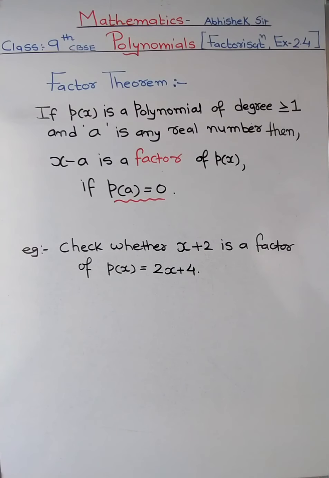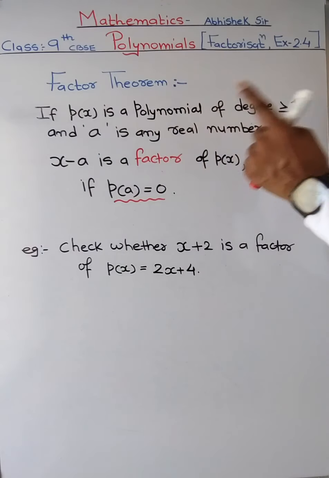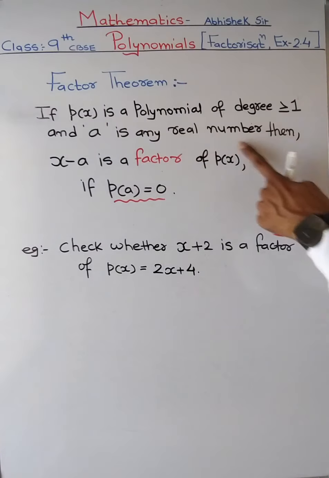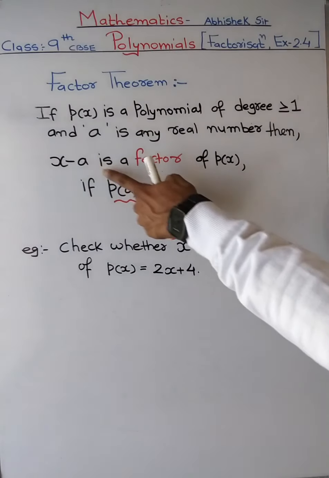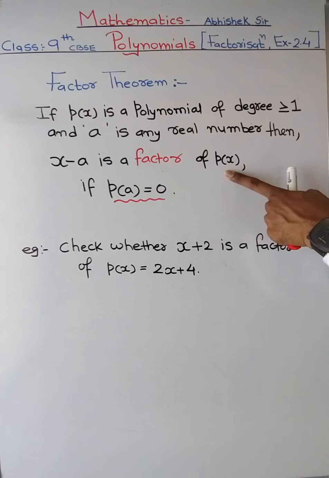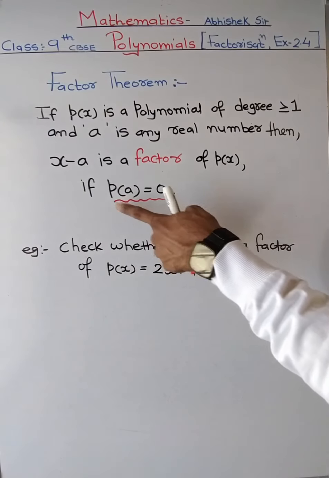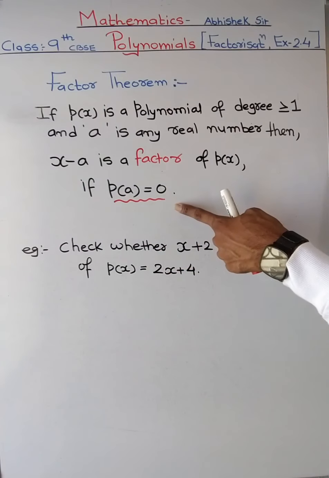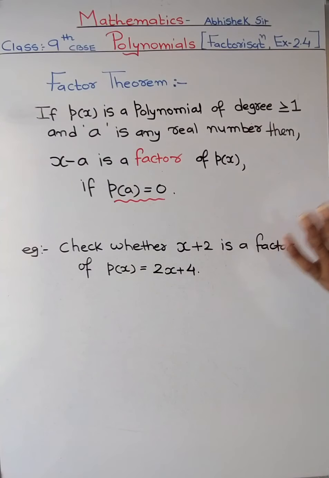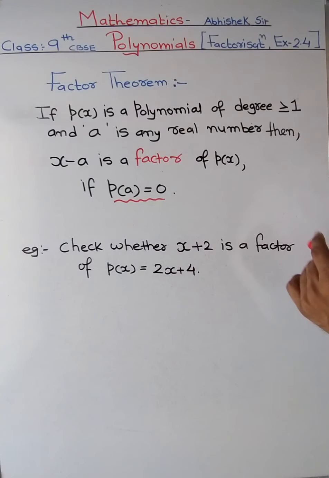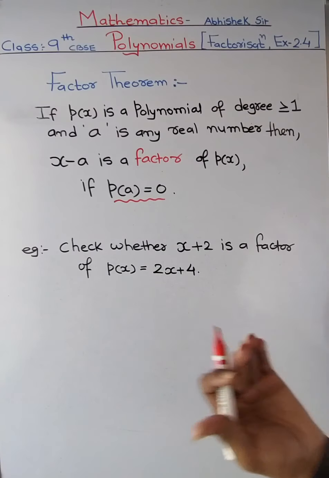Starting with the statement of factor theorem, it says if p of x is a polynomial of degree greater than or equal to 1 and a is any real number, then x minus a is a factor of the polynomial p of x if and only if p of a is 0. This is very important. P of a is 0 and x minus a is the factor. Clear? So we have to relate these two things. So let me make it very clear. It is nothing but finding the value of polynomial if the factor is given.